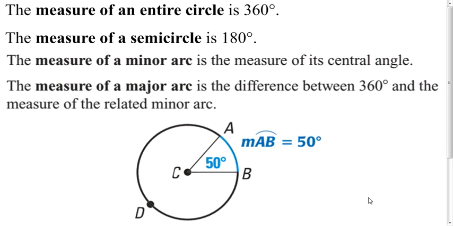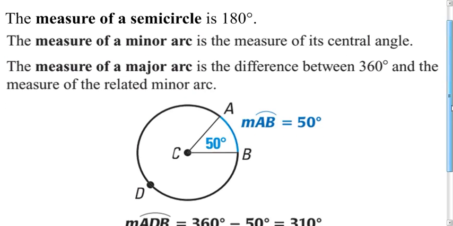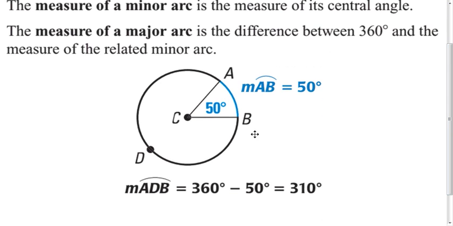For a minor arc, we say it has the same measure as a central angle, so minor arc AB, 50 degrees. And for a major arc, one way to look at it is to subtract from 360 for the whole circle the corresponding measure of that minor arc. So 360 degrees minus 50 degrees is 310 degrees.